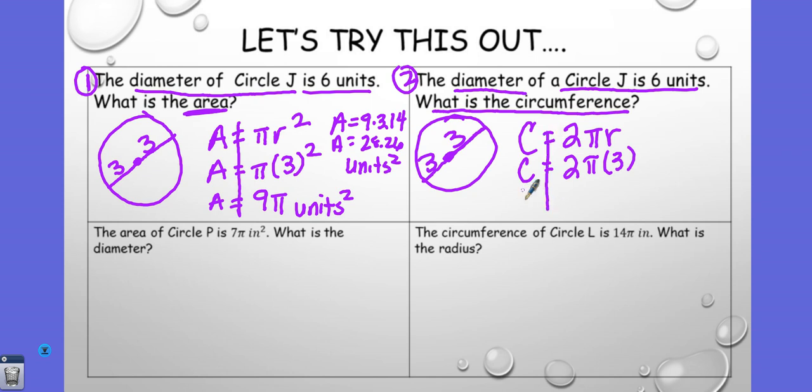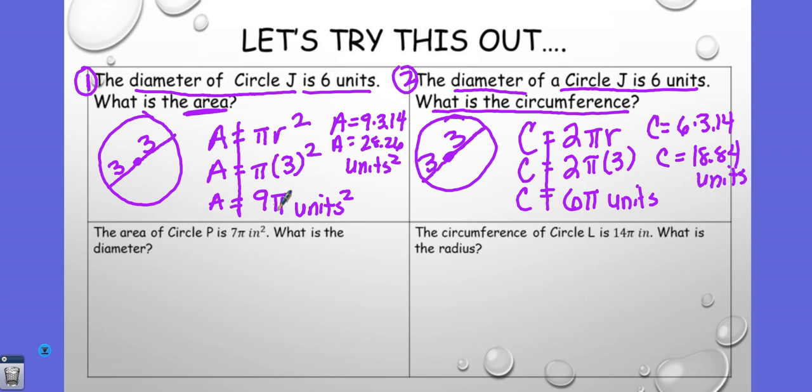So here I get C equals 2 pi times 3. So if you draw your line, circumference equals 6 pi. And you put units for this one. It's not going to be squared. Or you can put an estimate answer, 6 times 3.14. So circumference equals 18.84 units. And you can write there, and you finish.